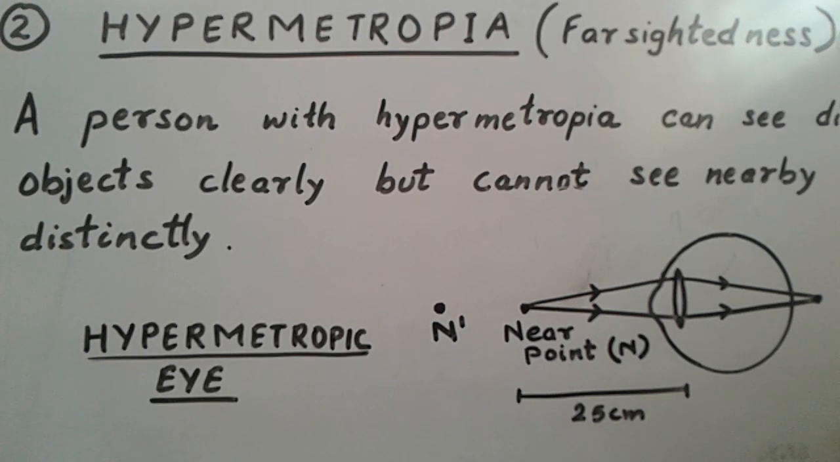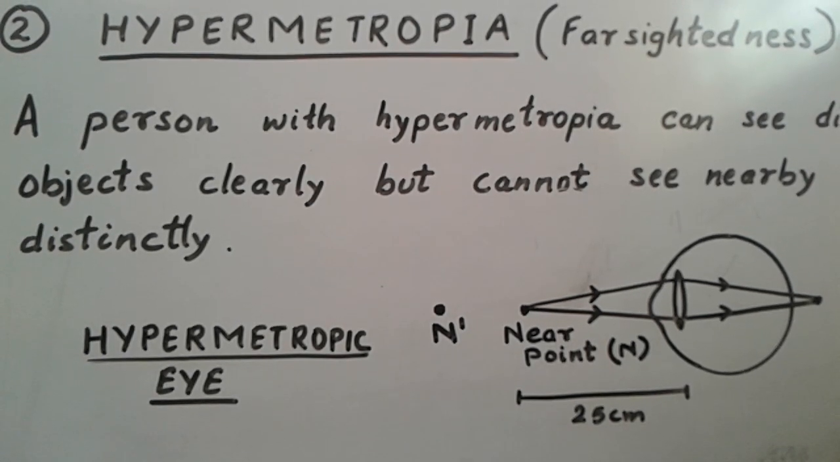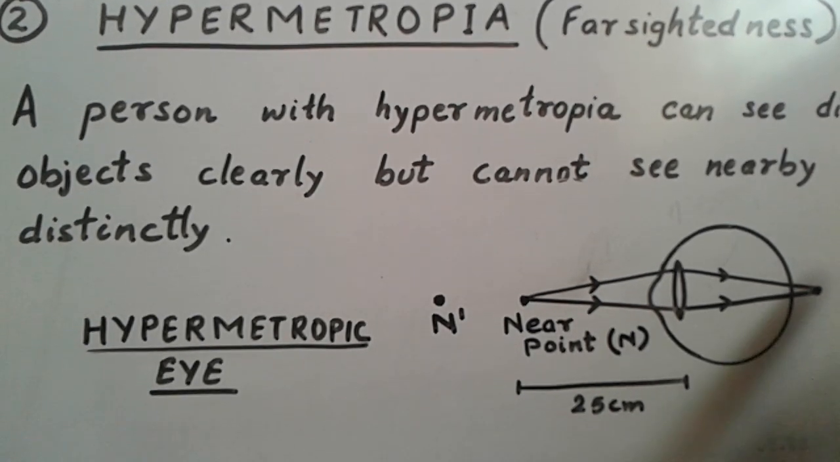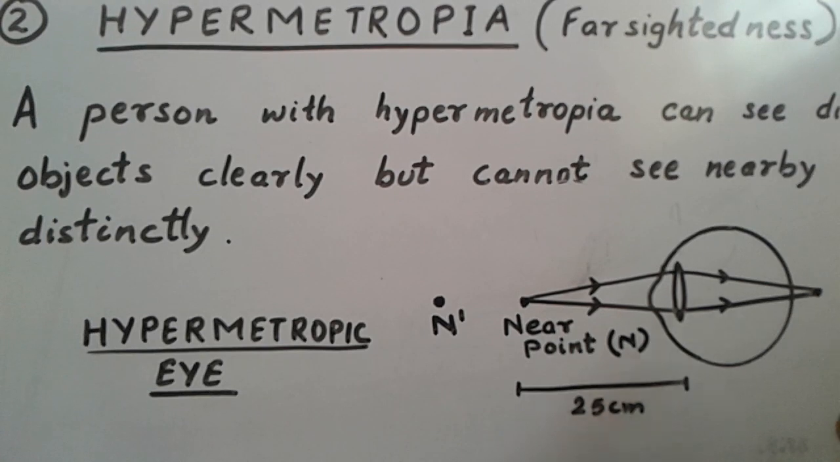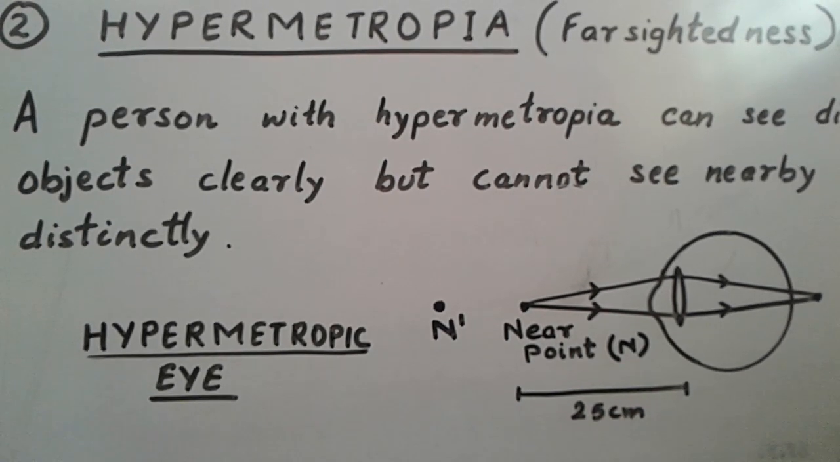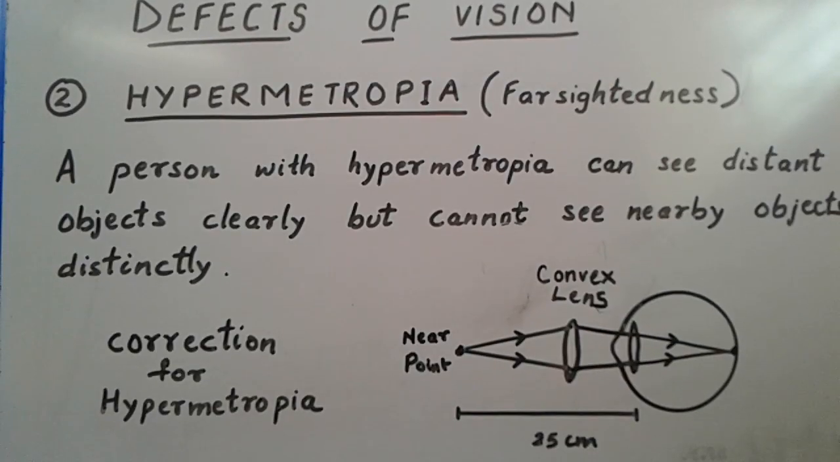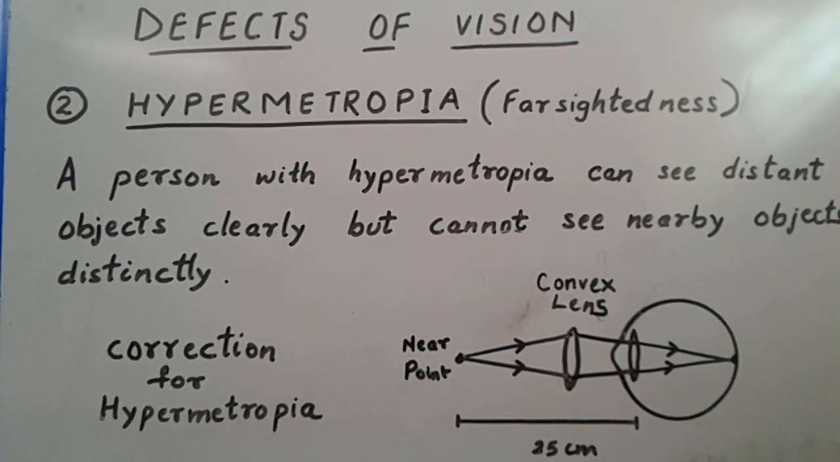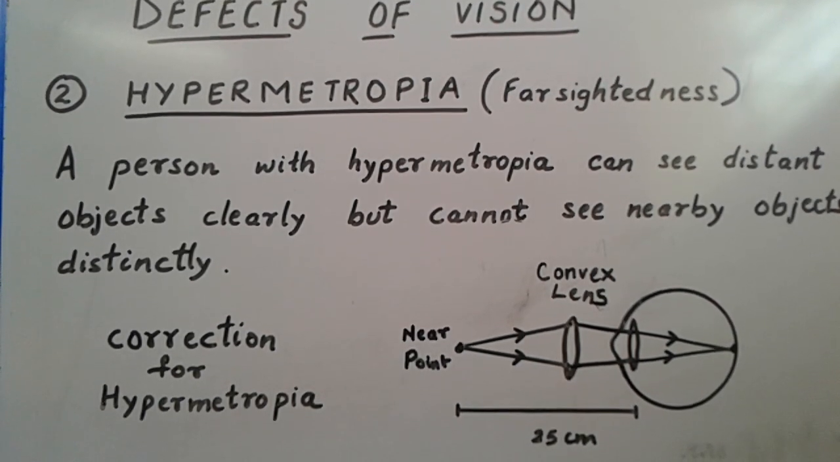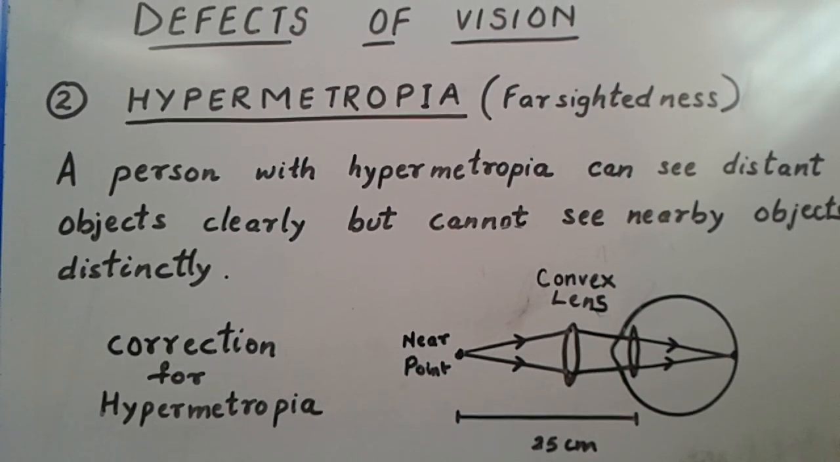Now we need a corrective lens so that the rays which are formed behind the retina can be shifted and projected at the retina. So let us see what could be the correction of it. Now you can see the correction for hypermetropia, and what is placed in between is a convex lens. Earlier we used a concave lens, and this is a convex lens.